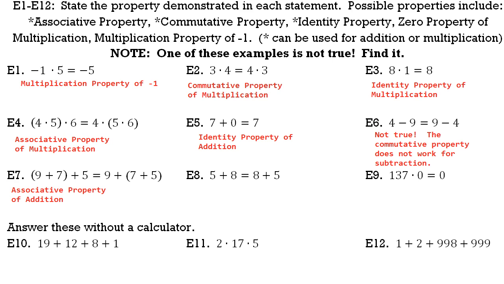If you look at example 8, looks like they're just changing order. That's all it is. Nothing special there. Changing order, CO. Once again, the commutative property. In this case, we used it for addition, which is fine. So examples 2 and 8 are both commutative, 1 used multiplication, 1 used addition.